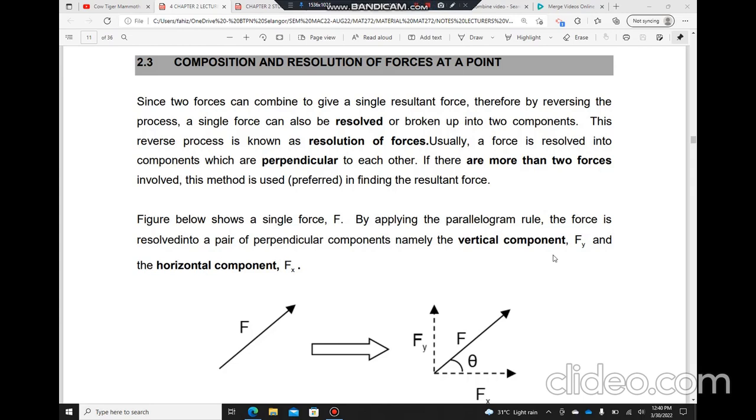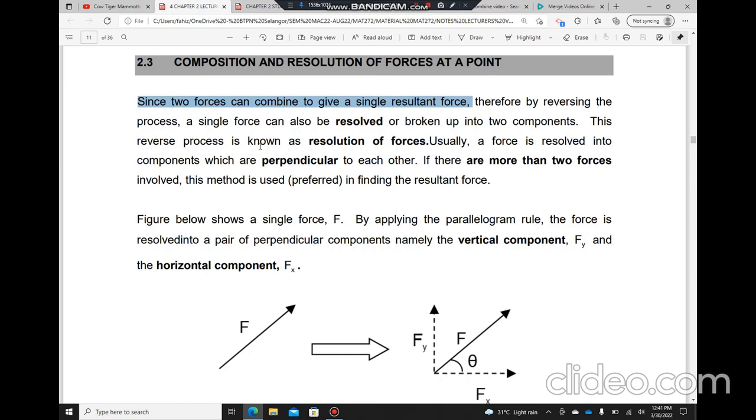Okay, next we continue with composition and resolution of forces at a point. Since two forces can combine to give a single resultant force, so sebelum ni kita tengok daripada beberapa force kita combine jadikan dia single resultant force. Therefore, by reversing the process, a single force can also be resolved or broken up into two components. So yang ni daripada satu force kita boleh broken up ataupun resolve kepada dua components.